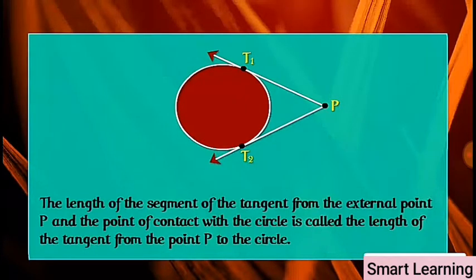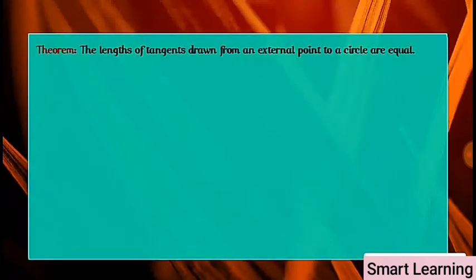The length of the segment of the tangent from the external point P and the point of contact with the circle is called the length of the tangent from the point P to the circle. PT1 and PT2 are the lengths of the tangents from P to the circle. The lengths PT1 and PT2 have a common property. Let us see this in the theorem.